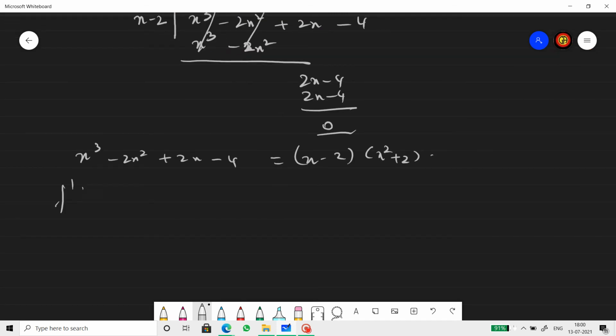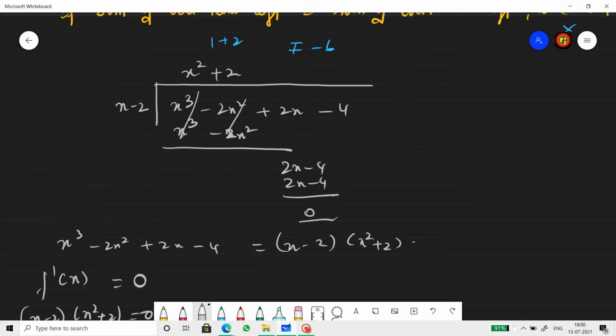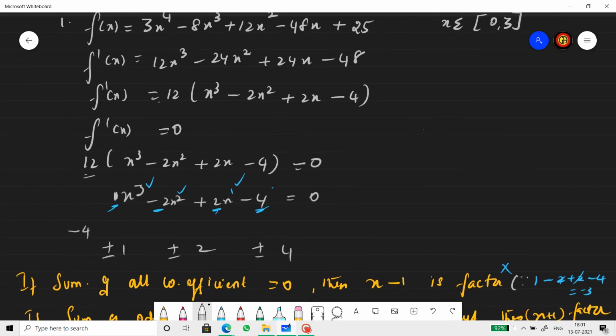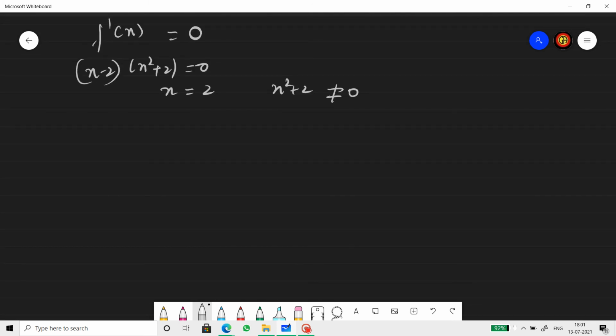Now, f dash of x was equated to 0. That is x minus 2 and x square plus 2 equal to 0. So we get x is equal to 2 and x square plus 2 can't be equal to 0 in any case. Therefore, x equal to 2 is the only value. What is the domain given in the question? 0 to 3, right? Let me check. Yeah, 0 to 3. So x equal to 2 belongs to closed bracket 0 comma 3.